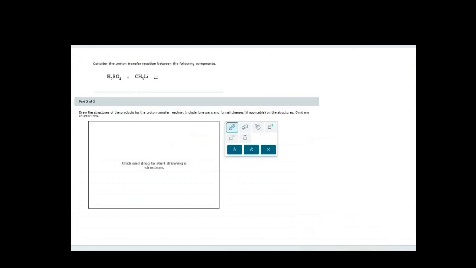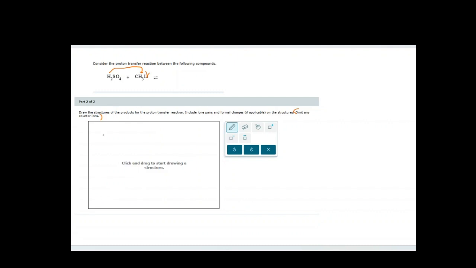Then we'll go to part two of the question, which asks you to draw the structure of the products for the proton transfer reaction, include lone pairs and formal charges on the structure, and what we want to focus on in this part is to omit any counter ions. What that means is, once you picture this hydrogen being donated over to this methyl group right here, you're not going to have this lithium at the end.